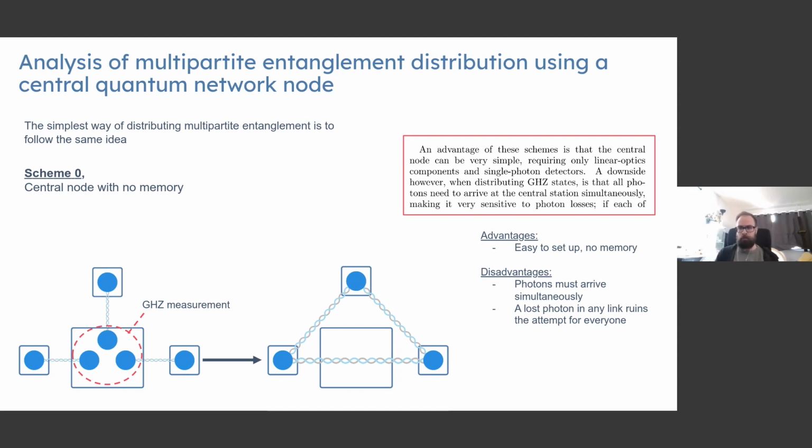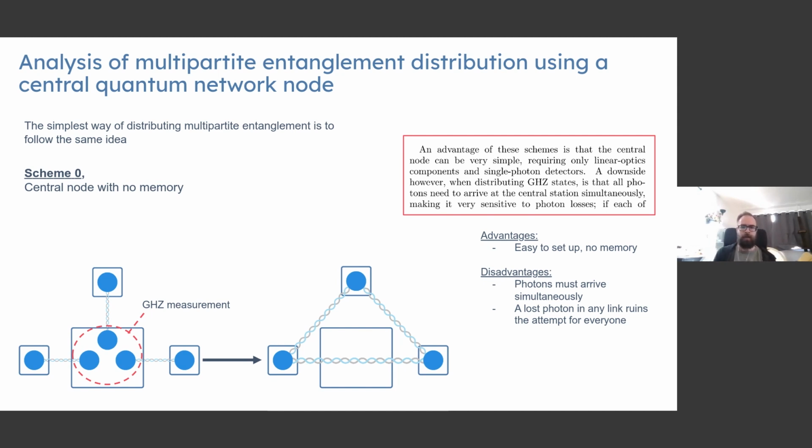The advantages of this are, as I said, it's easy. You can do it with normal optics. If you don't have a memory, of course, the problem is that you need to have each photon arrive at the same time, which can be tricky sometimes. As well, if a single photon is lost along the way, then that ruins the attempt for everyone. So this is the prototypical three-party repeater, sometimes called a switch.